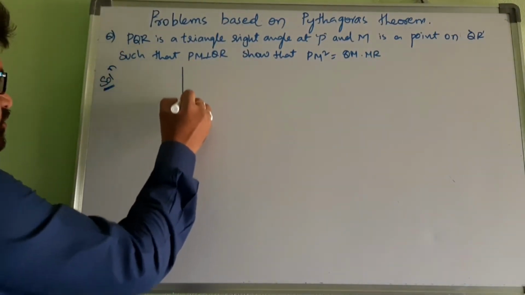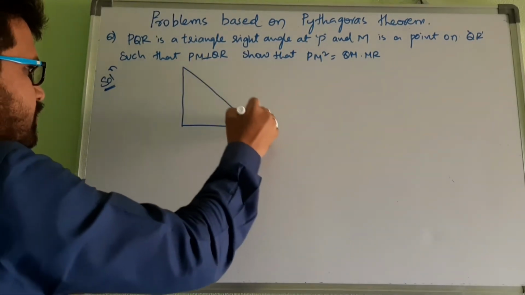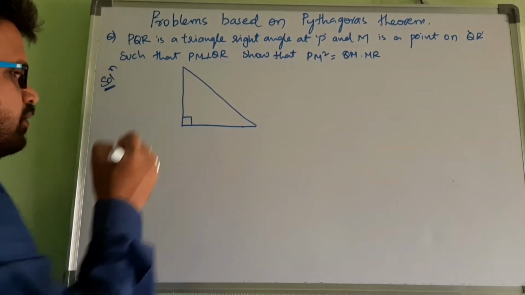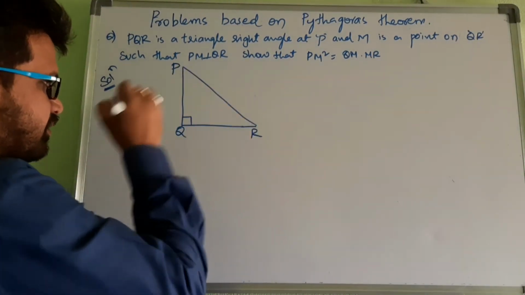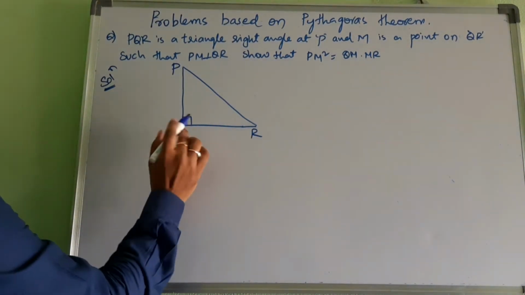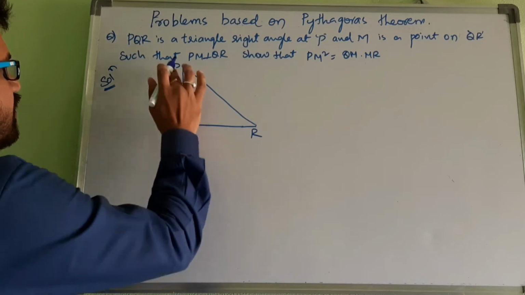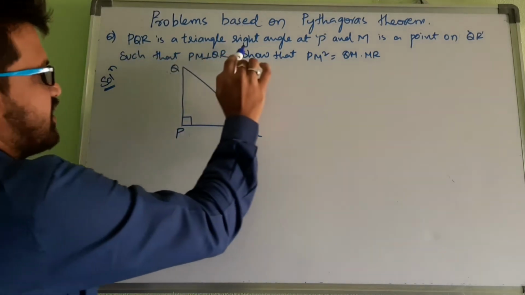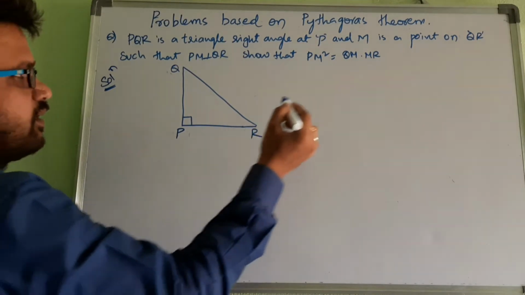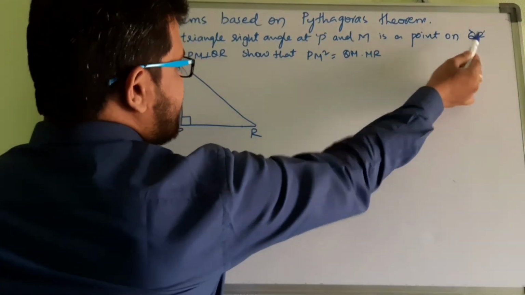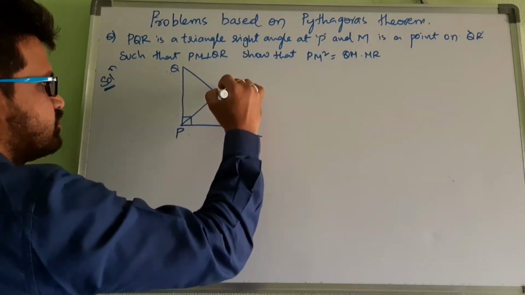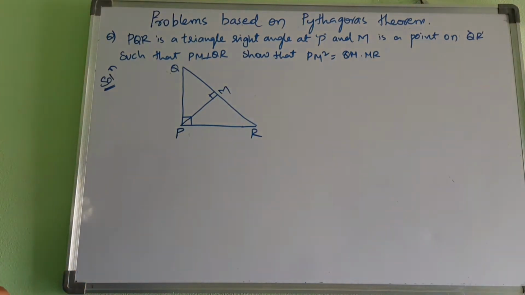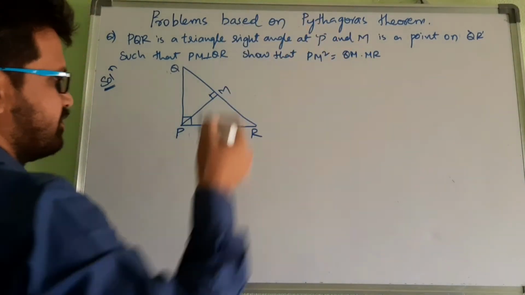Draw that right triangle PQR, right angle at P. This is P and this is Q. PQR is the triangle, right angle at P, and M is a point on QR such that PM is perpendicular to QR. We have to draw the perpendicular, that is M. Show that PM square is equal to QM into MR.